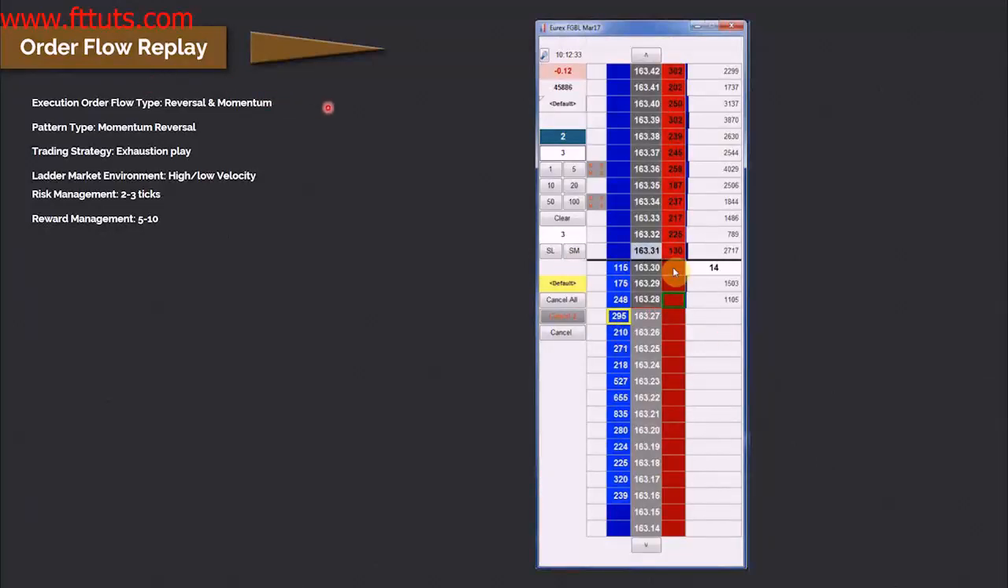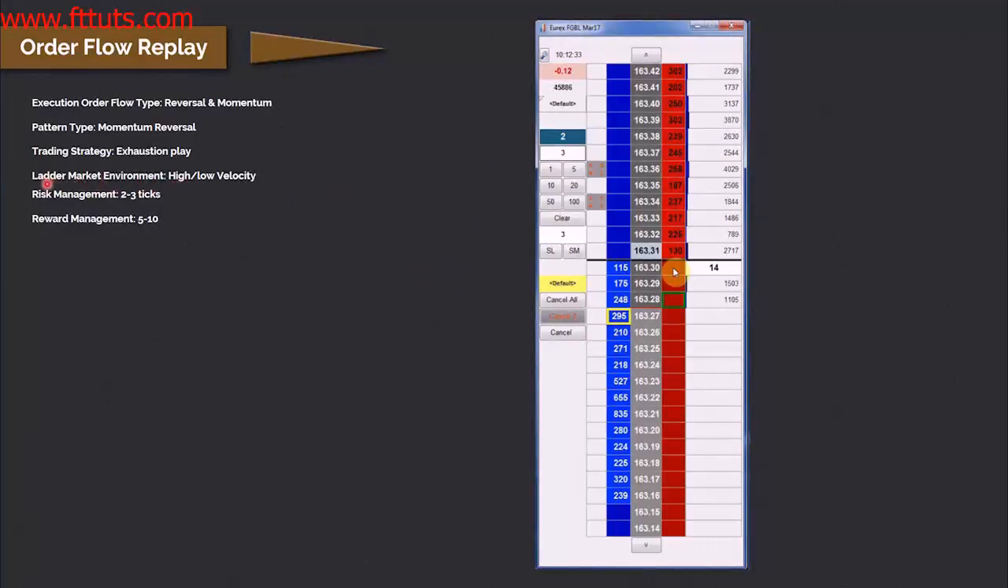Like I said, guys, it's a reversal momentum type play. It's a momentum reversal in this sense, and it's an exhaustion play again. You're looking for where the sellers begin to tire out and when buyers step in and take control. For the market environment, it's predominantly high velocity, but you go from high to low velocity: you have this two-way auctioning, and then it dies out, goes to low velocity, and then it accumulates and moves away.